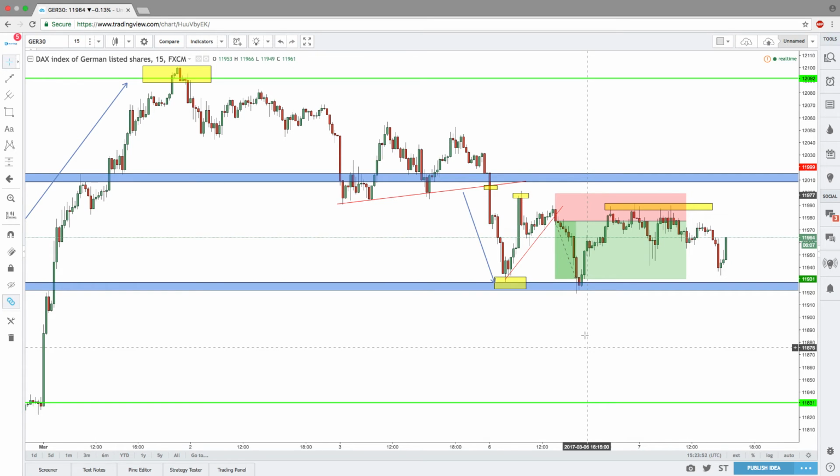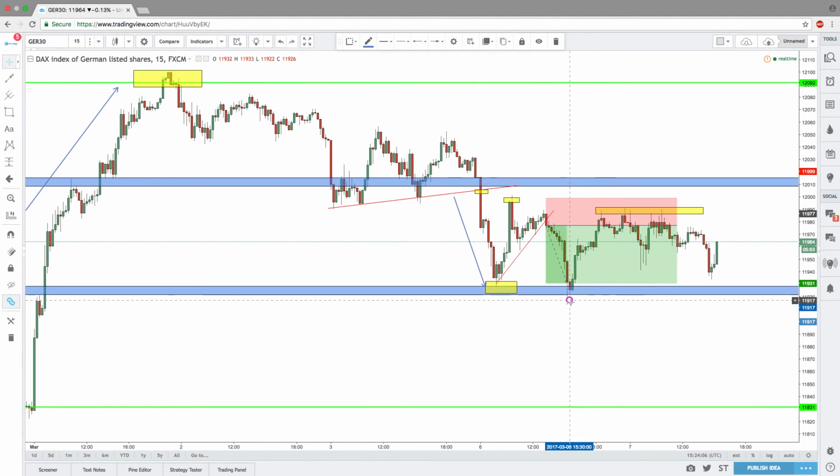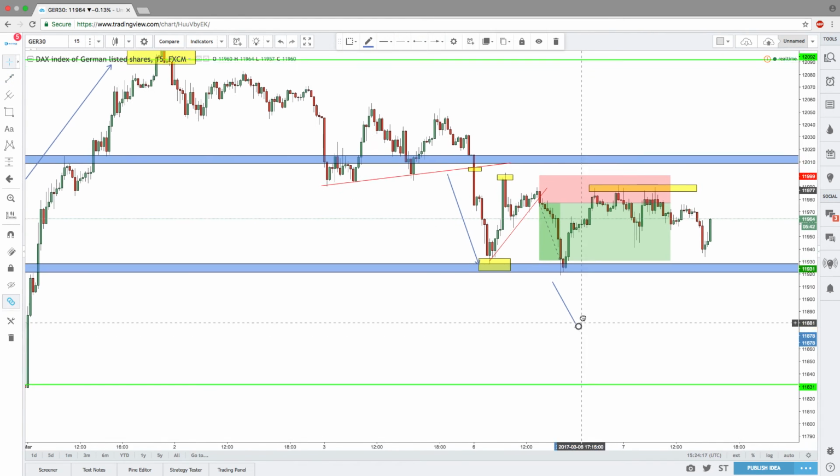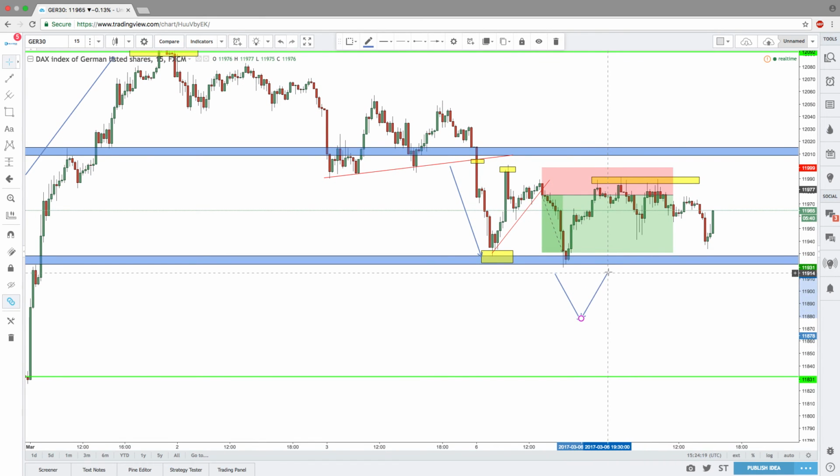But how else could we have played this market? If it did break this level, we would probably have waited for a clean breakthrough. Probably a retest up into this key area here. So the breakthrough, a retest up to this level right here, and then a sell back down from there.